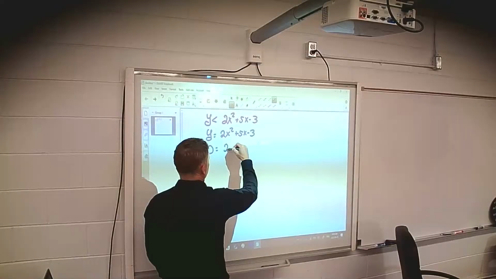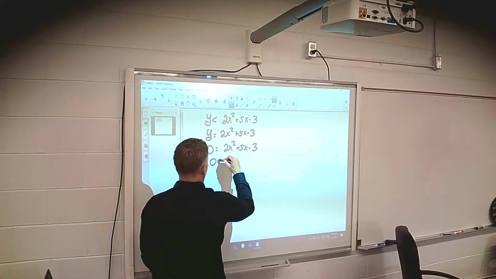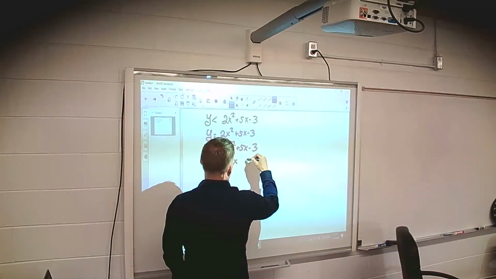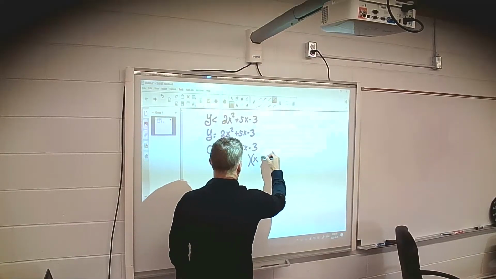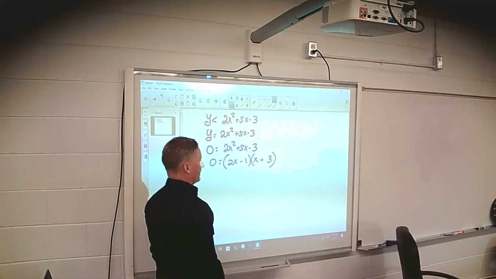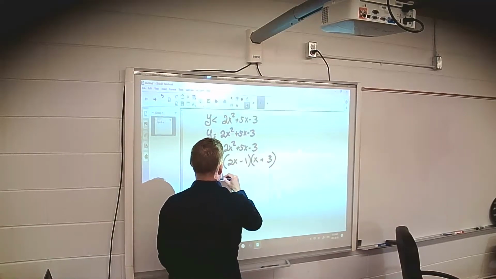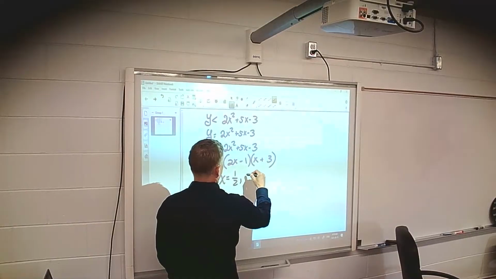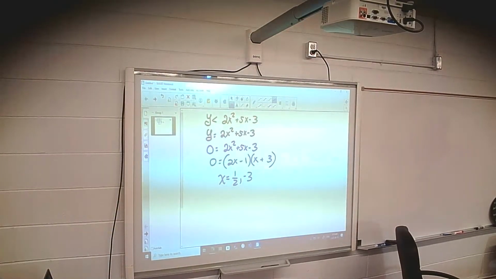So 0 equals 2x squared add 5x minus 3. 0 equals 2x, x 3. I need a plus and a minus 1 here. So there's your intercepts. Again, I'm doing this real quickly. We did this exact equation 2 days ago. So there's my intercepts. Okay.